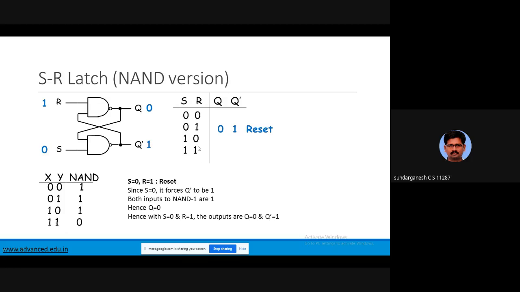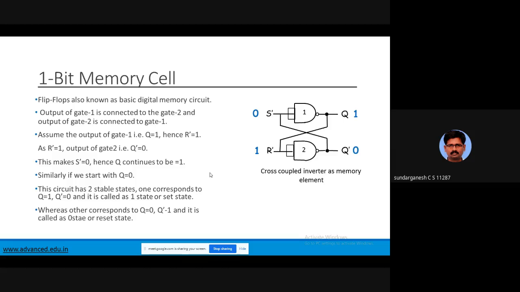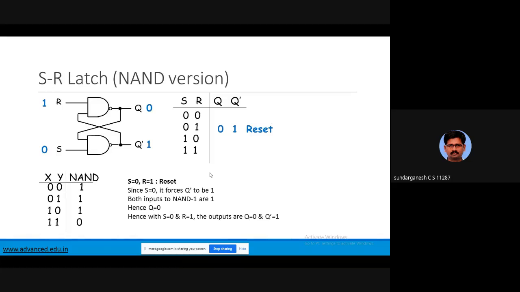For SR latch, both are 0. For example, S equal to 0, R equal to 0, both are 0. Then we assume that here 0 and here 1. So 0 will come here, it becomes 1, and 1 will go here. And it will be the same state. This is also the NAND gate version. One input is R, another input is S. Here one input is Q, another input is Q bar.